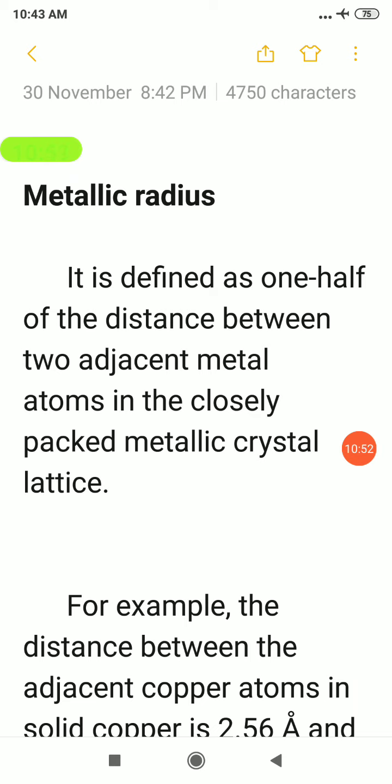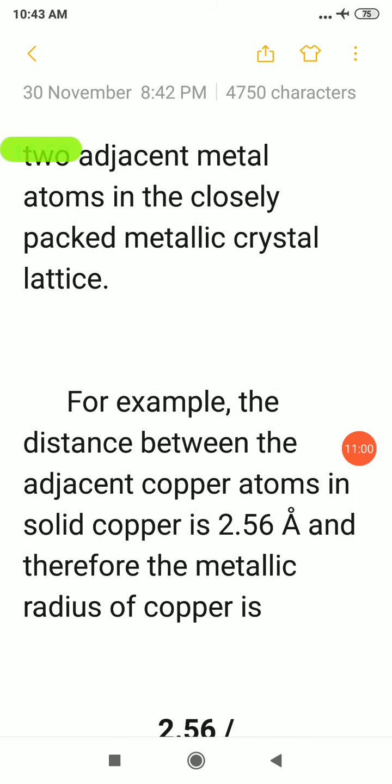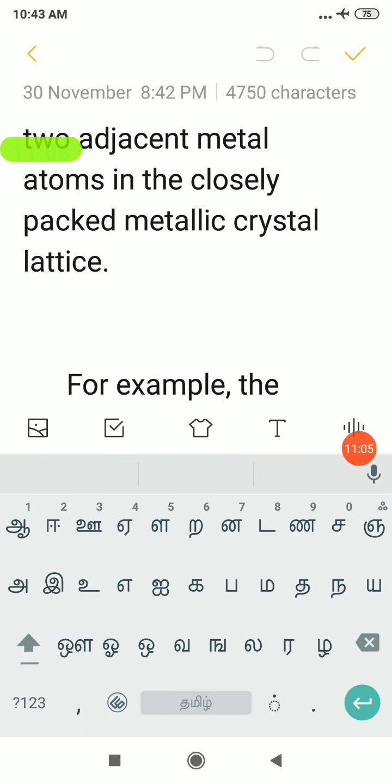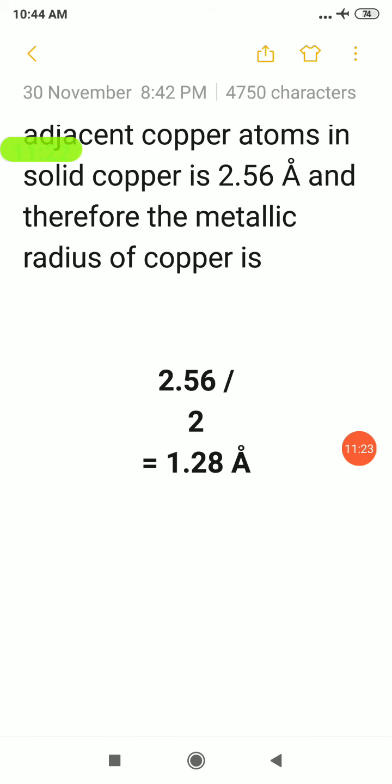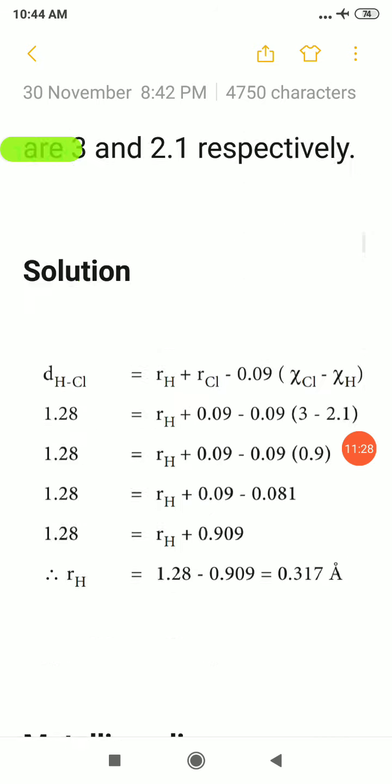Okay, an example is also given, that is copper. The distance between adjacent copper atoms in solid copper is 2.56 angstrom, and therefore the metallic radius of copper is found as follows. Imagine this is one copper atom and this is another copper atom. This distance is given as 2.56 angstrom, the intermetallic distance. If you want the metallic radius, we have to find half of this value. So 2.56 divided by 2 is equal to 1.28 angstrom. Okay, so with this, metallic radii is completed.